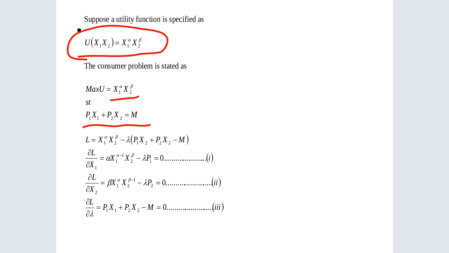This is the budget, and in this case, consuming x1 and x2, we produce our Lagrangian. This is what you get. So from that Lagrangian multiplier, we use the first order conditions. We simply find the derivative with respect to each commodity.